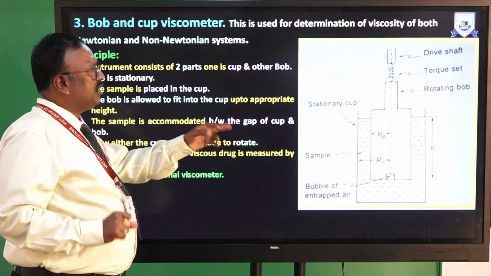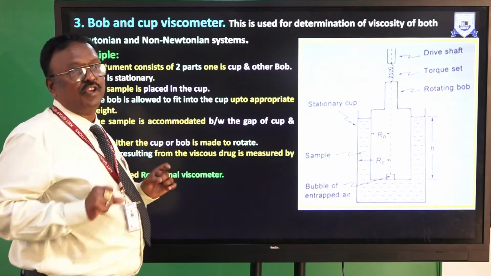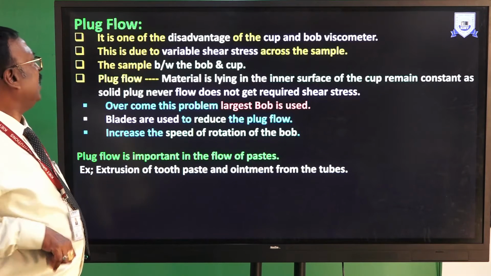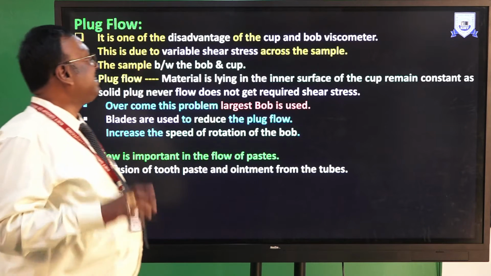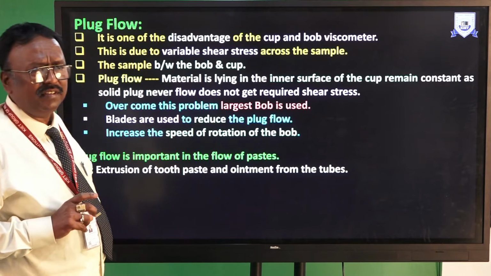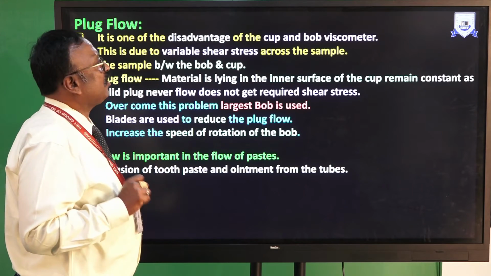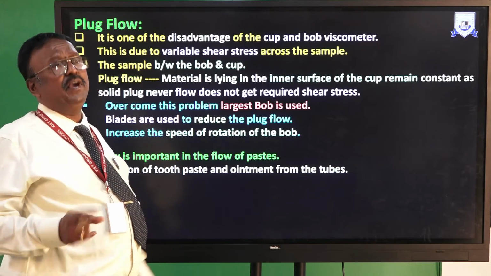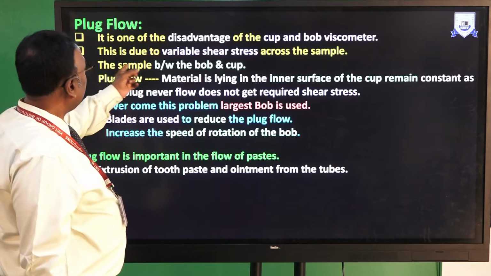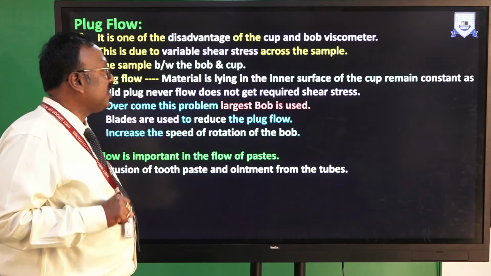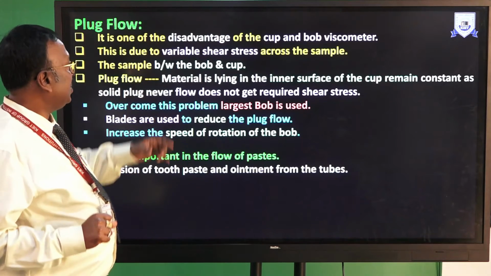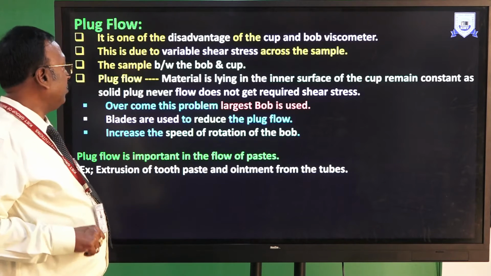Here, during this, some problem will be there: plug flow. What is plug flow? Plug flow is one of the disadvantages, a major drawback of the cup and bob viscometer. What is plug flow? This is due to variable shear stress across the sample between the cup and bob.